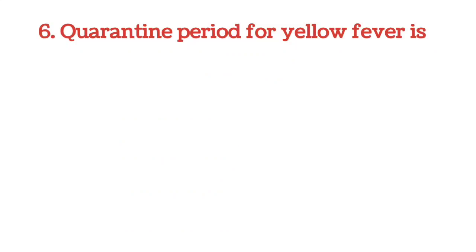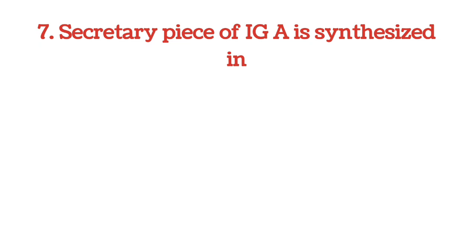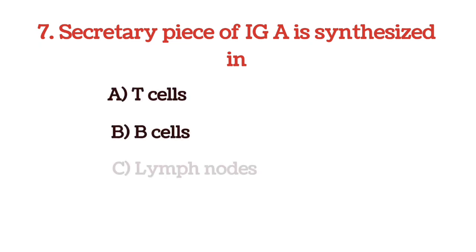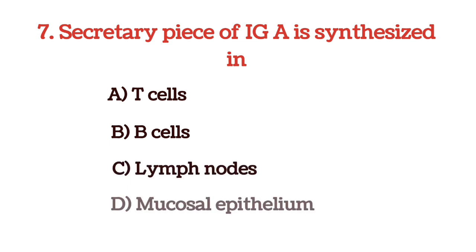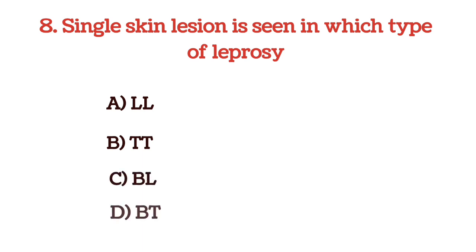Quarantine period for yellow fever is, and the options are 4 days, 6 days, 8 days and 10 days, and the answer is option B, 6 days. Secretory piece of IgA is synthesized in, and the options are T cell, B cells, lymph node and mucosal epithelium, and the answer is option D, mucosal epithelium. Single skin lesion is seen in which type of leprosy, and the options are LL, TT, BL and BT, and the answer is option B, TT.